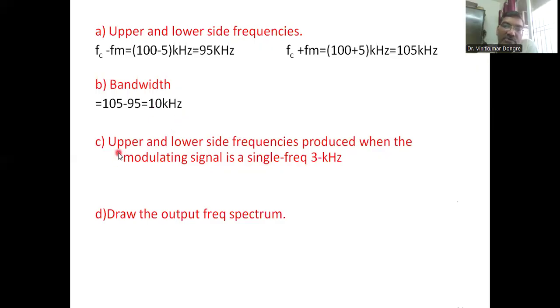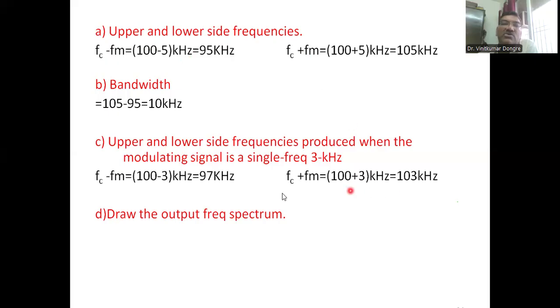Now we will go somewhat different: upper and lower sideband frequencies produced when the modulating signal is a single frequency. If your modulating frequency is a single frequency of 3 kilohertz, then what will happen? Same formula, fc minus fm, fc plus fm. fc is the same 100 and fm is 3 kilohertz. So fc minus fm is 100 minus 3, that is 97 kilohertz, your lower sideband. And your upper sideband is fc plus fm, so 100 plus 3, that is 103 kilohertz.